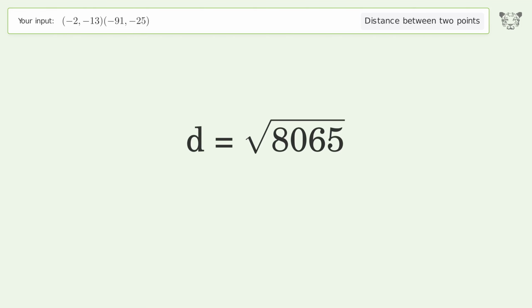And so the distance between the 2 points is the square root of 8,065 or 89.805.